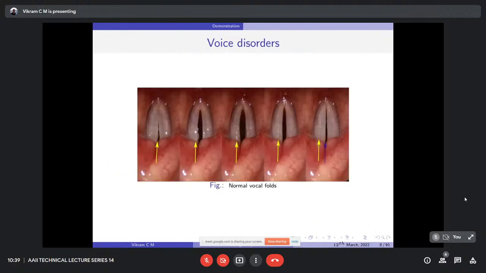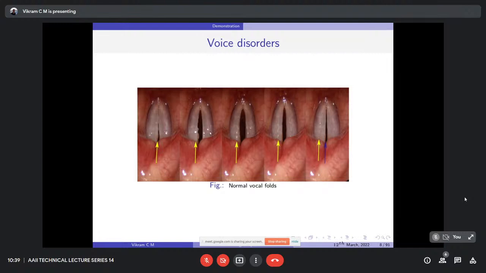Apart from that, many clinical aspects we are able to judge from the speech signal. Suppose, coming to the vocal folds, these are the pair of vocal folds, which are a major organ in speech production.